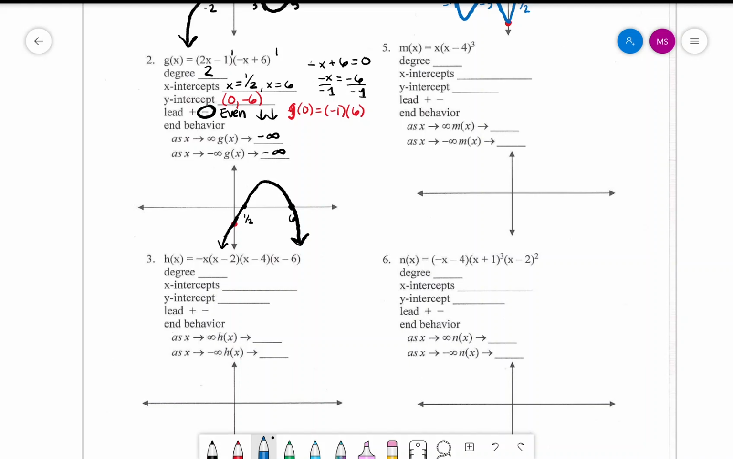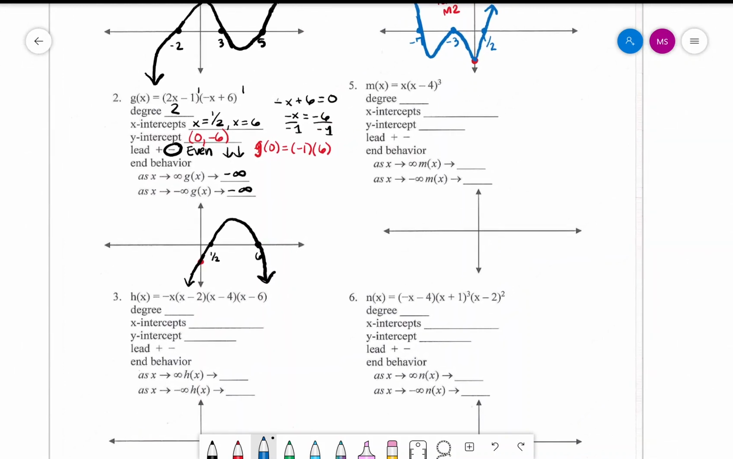Next, number 5. Add the degrees. So here's 1 plus 3, that's 4. Even. You're going to enjoy even functions. All right, your x-intercepts. Well, that one's easy. So each part, this part right here doesn't have a set of parentheses, but it is by itself. So here we have x equals 0. And then we have x equals a positive 4.